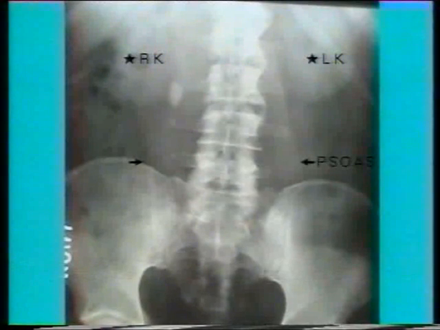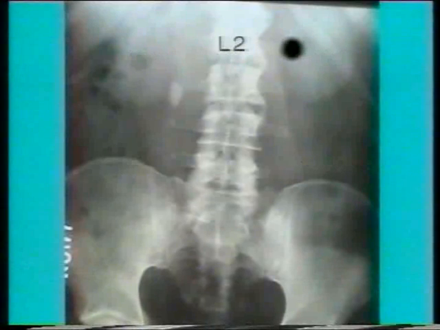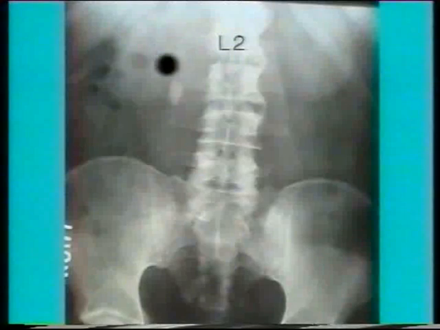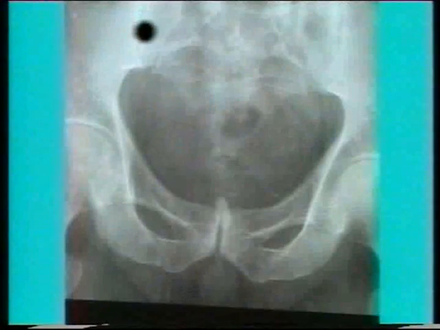Then trace the course of the ureters for a stone, starting along the tips of the transverse processes from second lumbar vertebra downwards. Then in front of the sacroiliac joints down to the ischial spine, where the ureters turn medially to enter the bladder. Then inspect the bladder shadow.